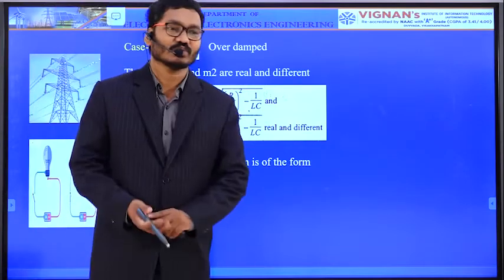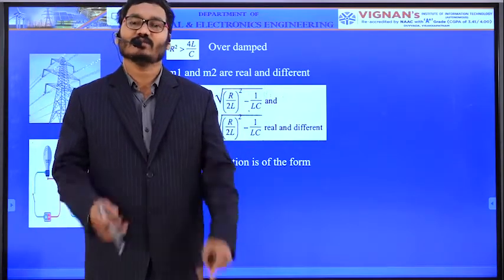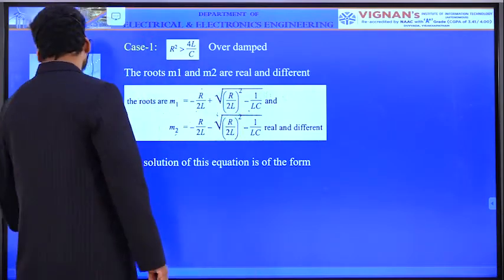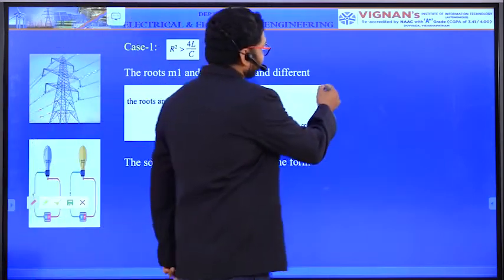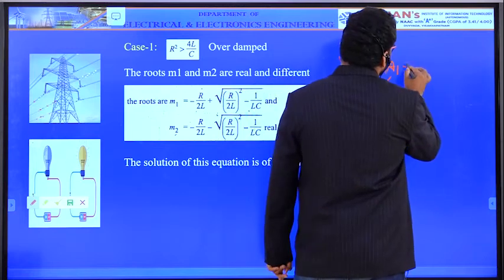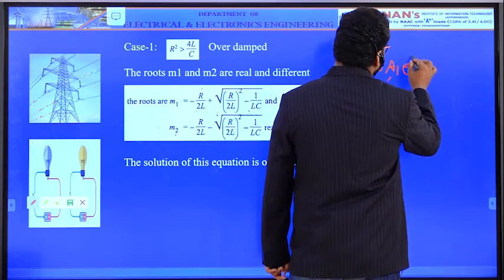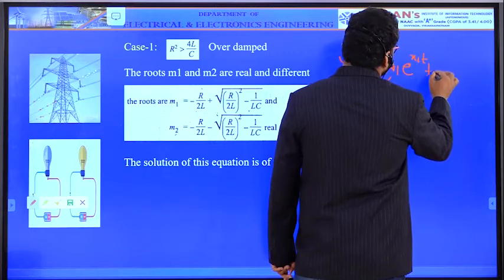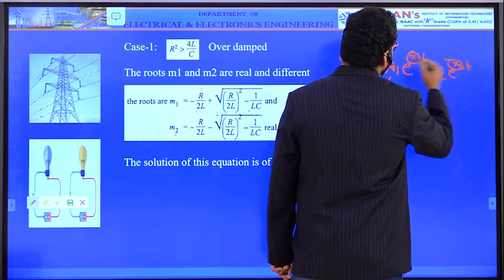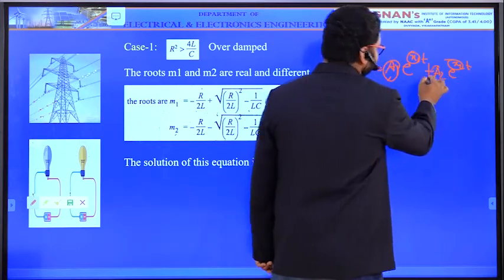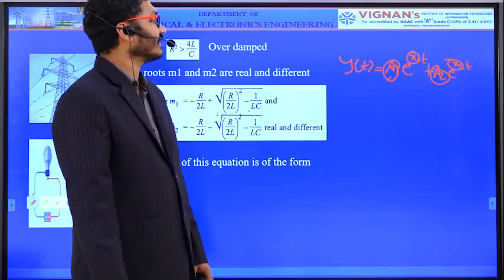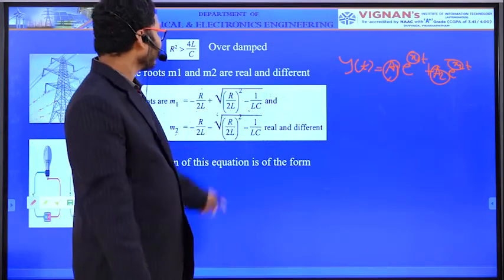So two different roots you are having. In differential equations, as we have done, in the complementary solution, two roots give a solution like y of t equals a1 into e to the power of x1 t, plus a2 into e to the power of x2 t. Here x1 and x2 are roots, and a1 and a2 are arbitrary constants. In this case the roots are m1 and m2.